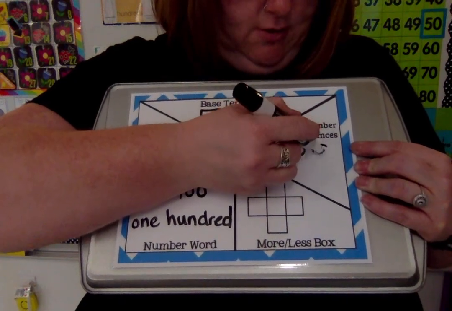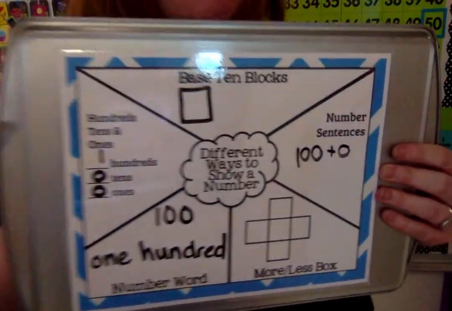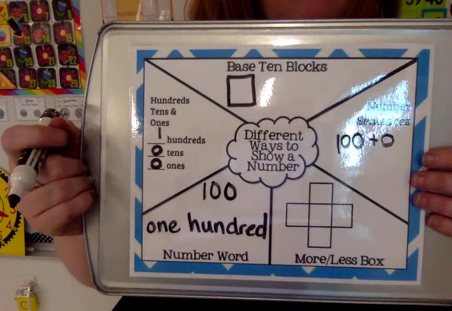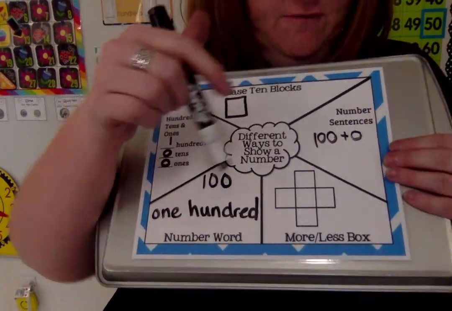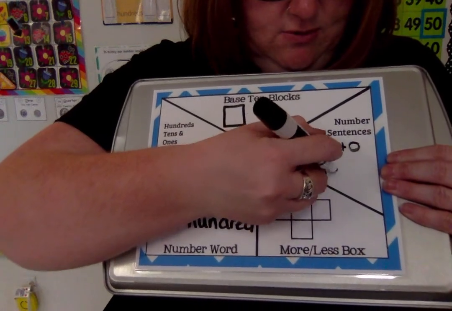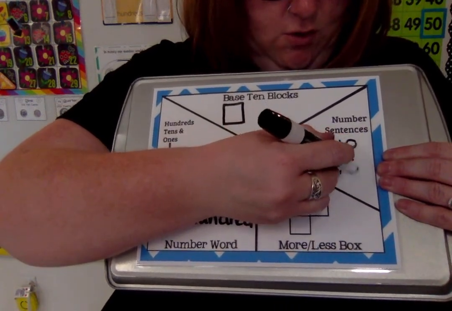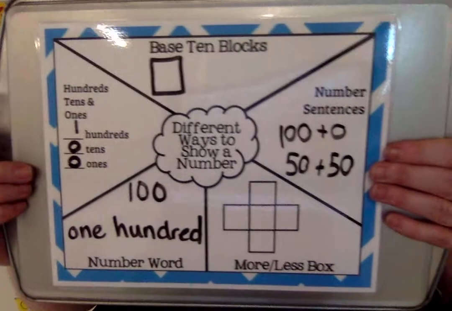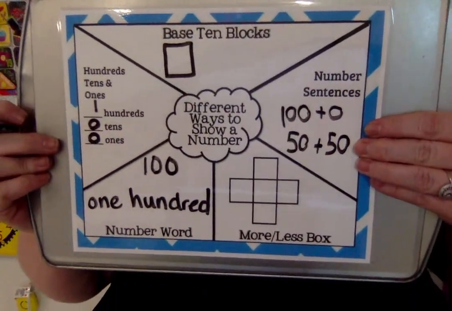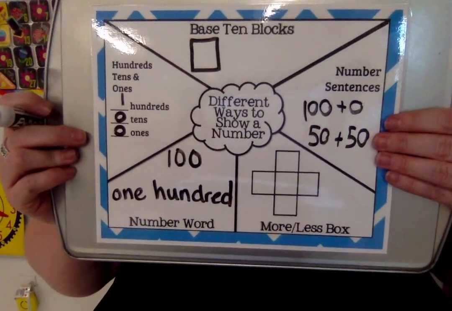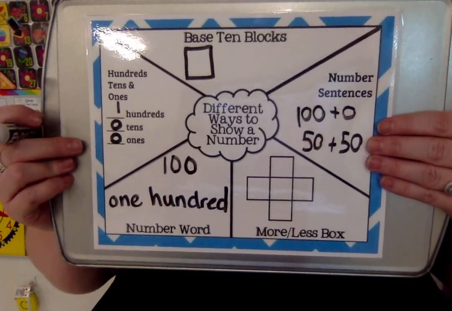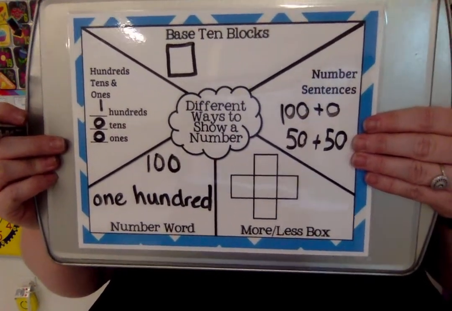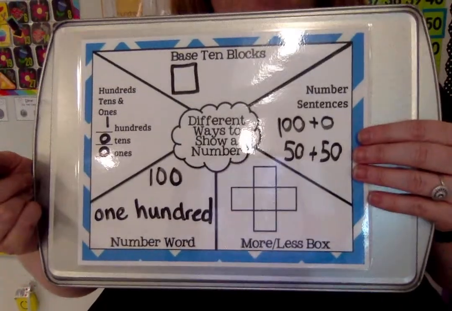Now, its number sentence, we could say 100 plus 0. Or we could do a double. If we remember with our coins, 2 quarters plus 2 more quarters gave us 4 quarters that equal $1 or 100 cents. The double for 100 would be 50 plus 50. You could write it either way.